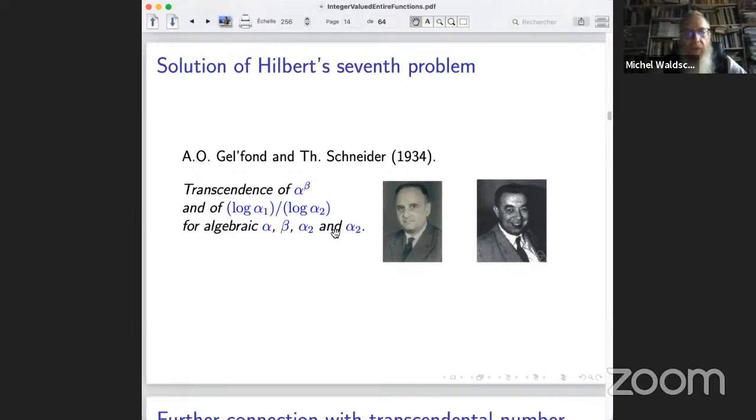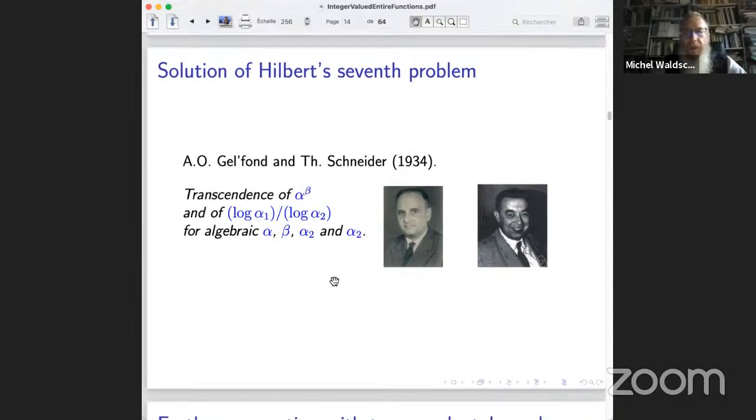And it is the same as saying that if you take two logarithms of algebraic numbers, the quotient log alpha 1 divided by log alpha 2 is either rational or transcendental. It cannot be algebraic irrational. So this is the connection which I wanted to point out between integer valued functions and transcendental number theory.